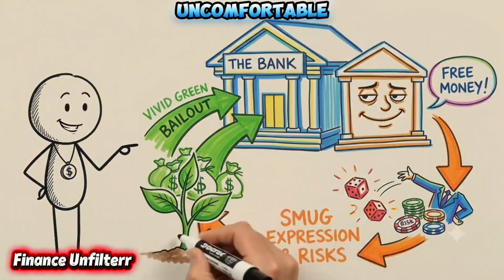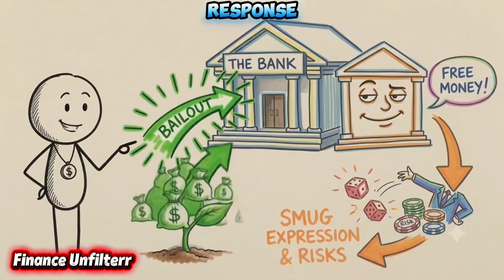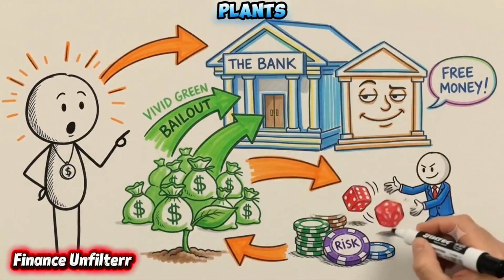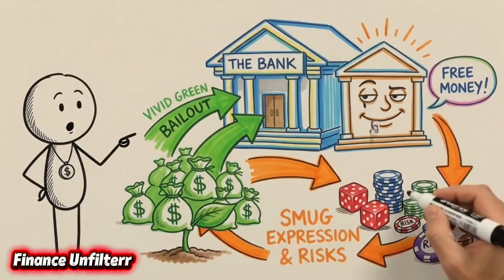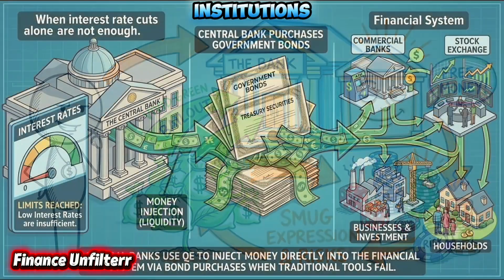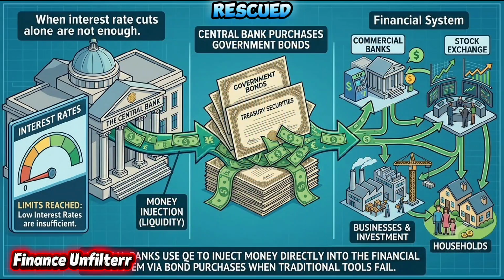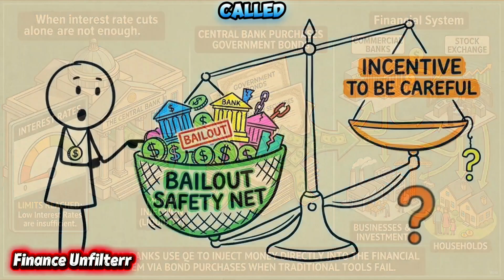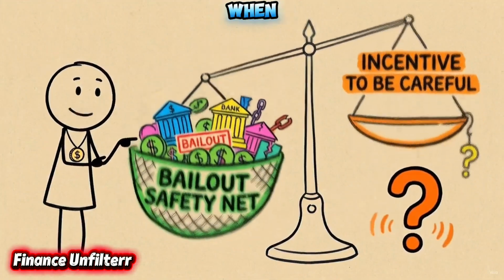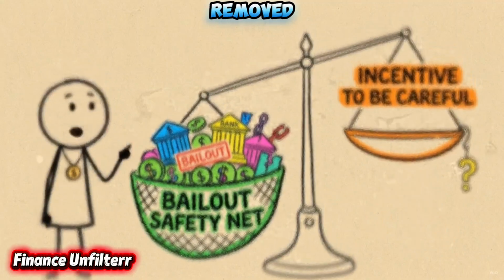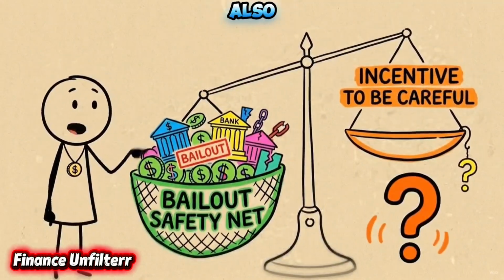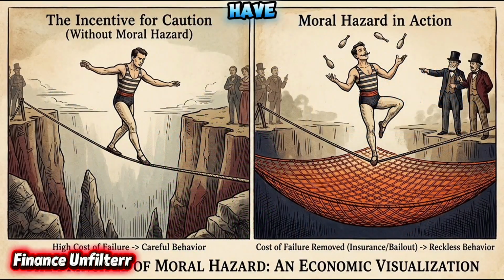Here is the uncomfortable truth. The response to a crisis often plants the seeds of the next one. Bailouts signal that large institutions will always be rescued, encouraging future recklessness. This is called moral hazard. When the cost of failure is removed, the incentive to be careful is also removed. Economists have debated this problem for centuries.